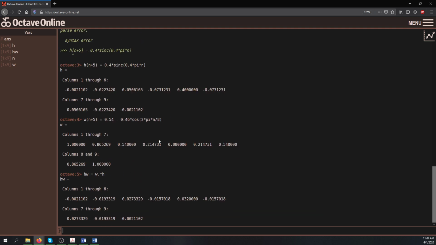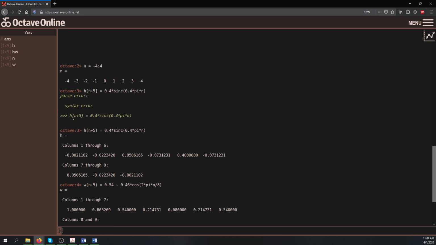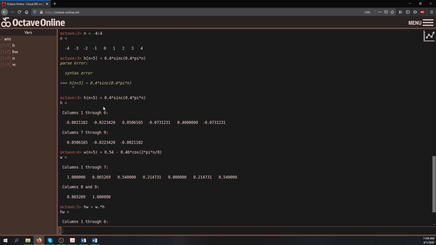So what I did is that I set up the range of n here, and then I made sure I calculated for my h. The reason why I did n plus 5 here is because Octave does not allow for negative indexes. So we need to make sure that this index of h here starts at h1. We can't even do an h0 index because of how Octave operates.